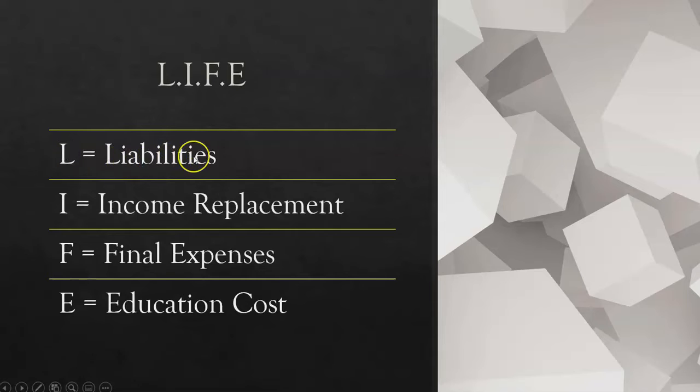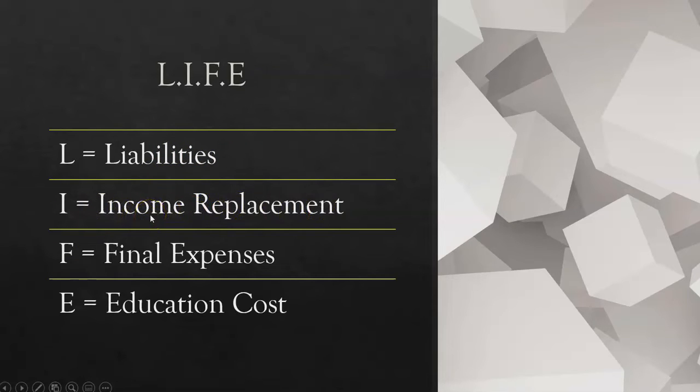L stands for liabilities. That would be how much debt I have to get rid of, whether that's car payments, home payments, college tuition bills, student loans, any types of liabilities that I need to get rid of at the time of the death. I stands for income replacement.